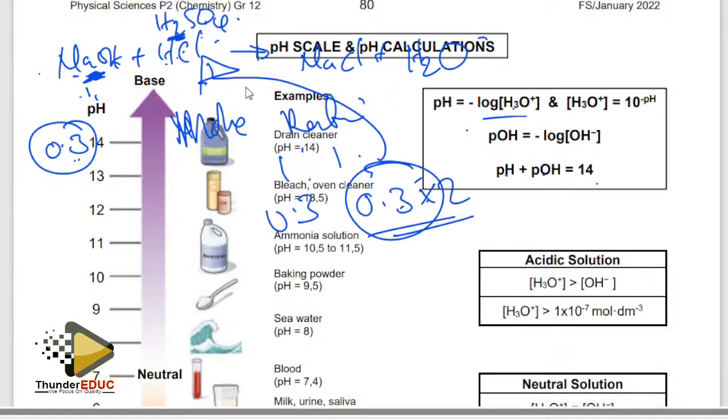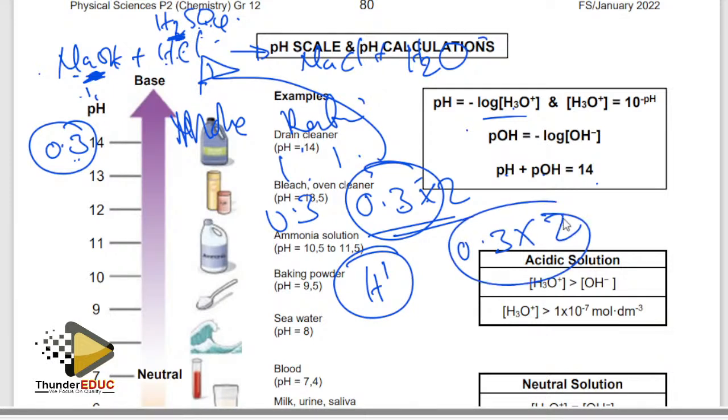Because sulfuric acid is a diprotic acid, which produces 2 of them. So if the concentration of sulfuric acid is 0.3, then automatically I have to multiply it by 2, and then I can use it to find out the pH. Yes. If it is 3, then I have to multiply it by 3. If it's 1, then I just apply it the way it is.